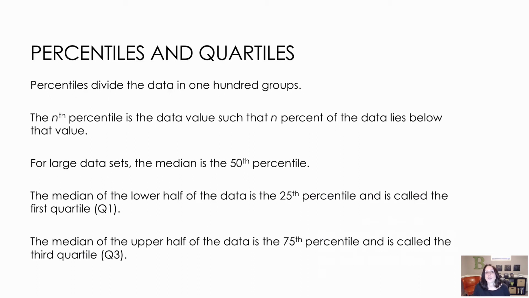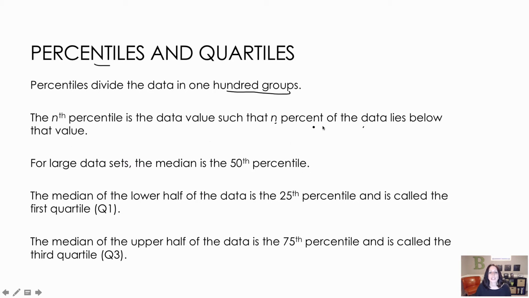In addition to just the range, we also look at percentiles and quartiles. Percentiles and quartiles are going to be used a lot in this course, so please take the time to try to understand this. A percentile basically breaks the data into 100 groups. So the nth percentile is the data value such that n% of the data lies below that value.